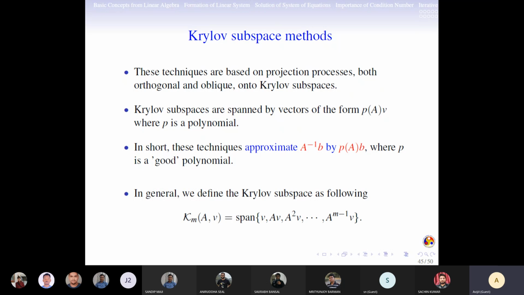In general, we define the Krylov subspace as follows. This is one type of Krylov subspace, K, whose dimension is M. It is spanned by V, AV, A squared V, up to A to the M minus 1 times V. This is one type of Krylov subspace.